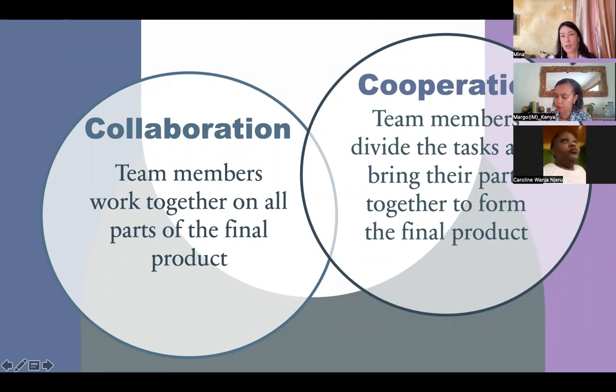In cooperation, the team members divide up the task into their own parts. And so they work together to divide, but then they take their pieces away, and then maybe they work together to put them back together at the end. But we see that there's actually a minimum of group work here.